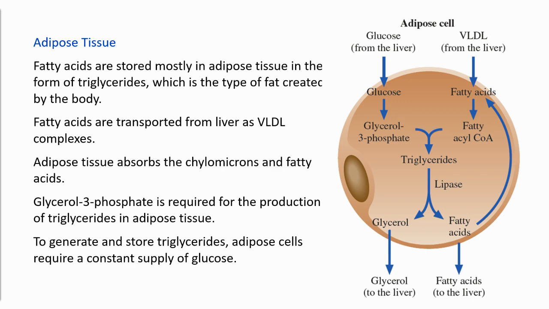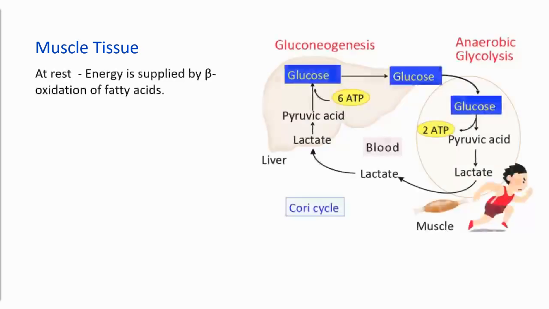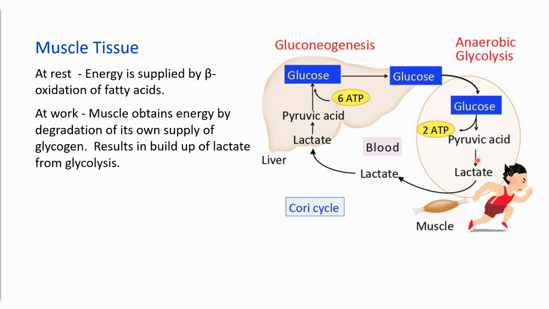Okay? Next is muscle tissue. Okay, so si muscle tissue, usually at rest, the energy is supplied by the beta oxidation of fatty acid. So, pag walang ginagawa. But every time it's working, flex din yung muscles niyan, the muscle obtains energy by the degradation of its own glycogen. So, meron usually tayong supply ng glycogen from the muscle tissue and it actually causes the buildup of lactate from glycolysis. Okay? So, na-utilize natin siya.